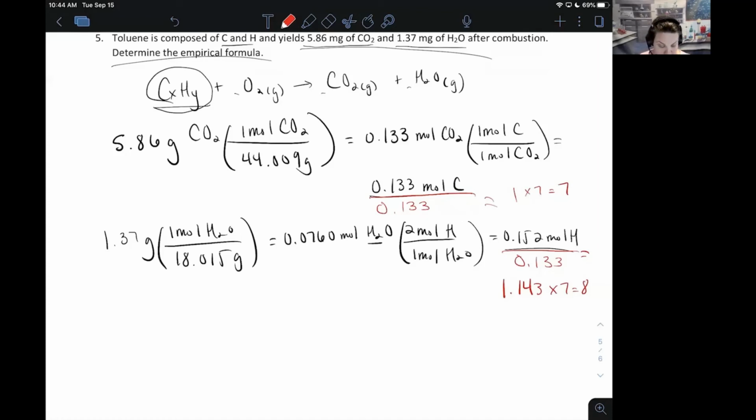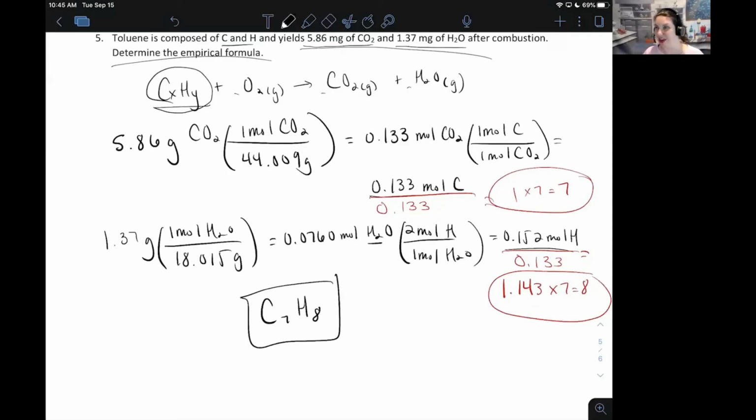Multiply by 6, giving me 6.858. And then finally multiplying by 7 to give me 8.001. So I know that that is a correct number. So my empirical formula here is C7H8.